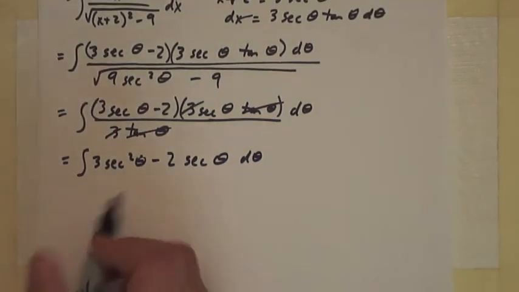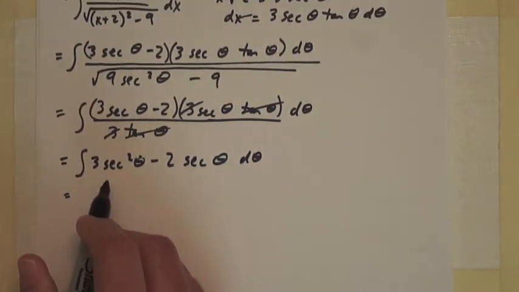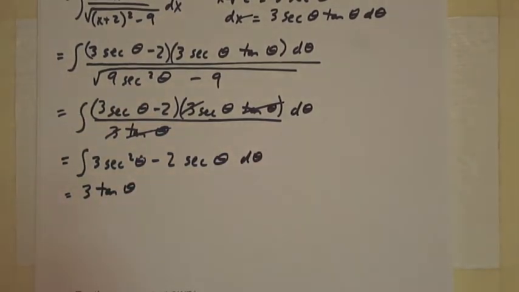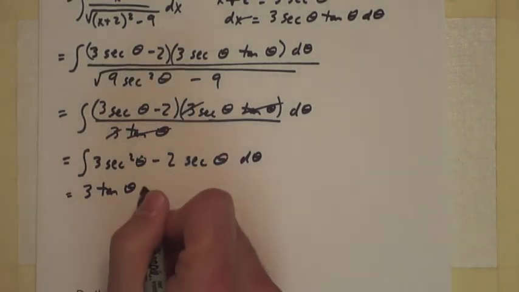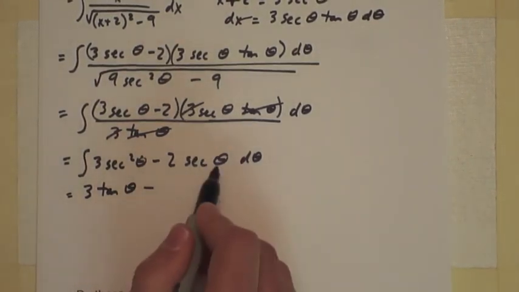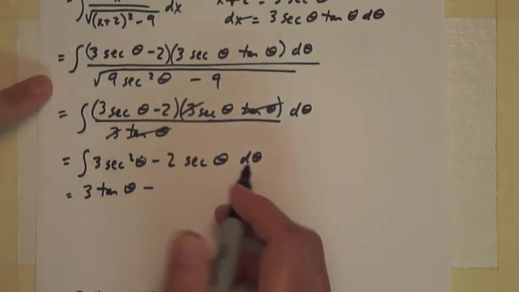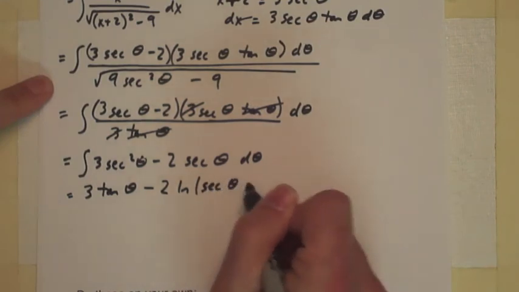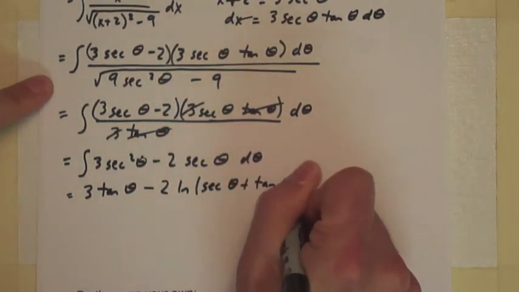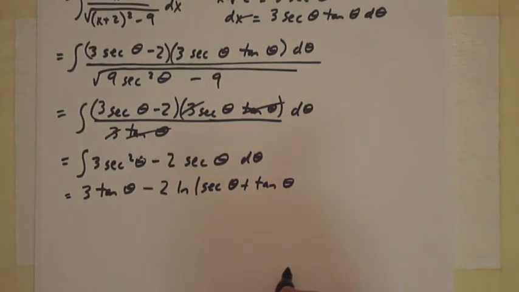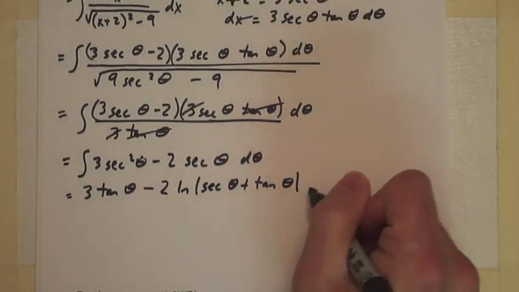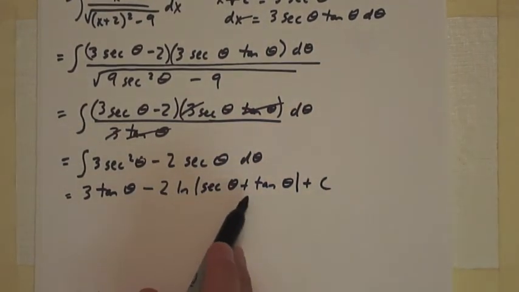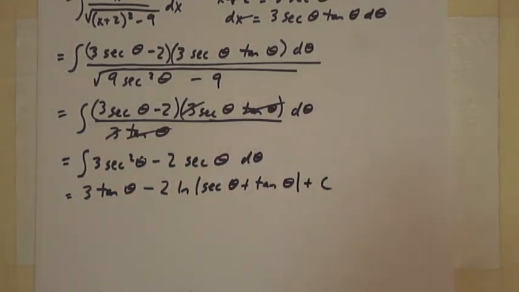The antiderivative of 3 secant squared theta, you can see directly, if you have it memorized, is 3 tan theta. The antiderivative of 2 secant theta is a little more complicated, but again, to do these efficiently, it's worth memorizing the antiderivatives of things like secant. And that's natural log secant theta plus tan theta. And we throw on our plus c.